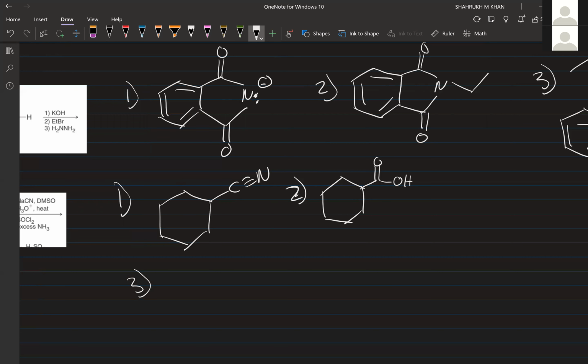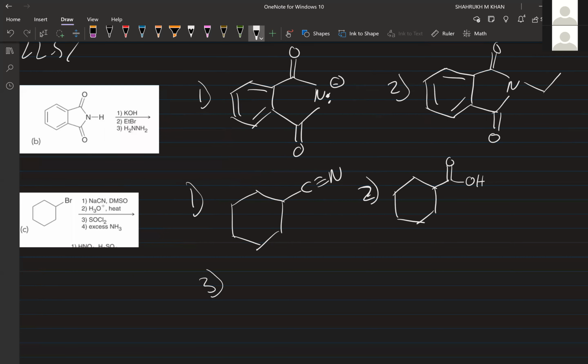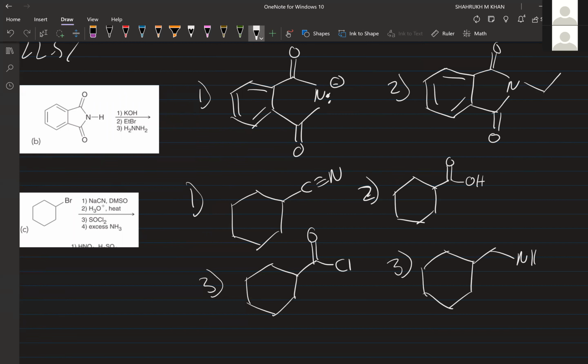Step 3, SOCl2, carboxylic acid. Which derivative are we creating here? Acyl chloride, right? When you react thionyl chloride with your carboxylic acids, you turn it into a very reactive acyl chloride. And then acyl chloride with any sort of amine, like ammonia or any amine, turns it into an amide, which is our final product, NH2.